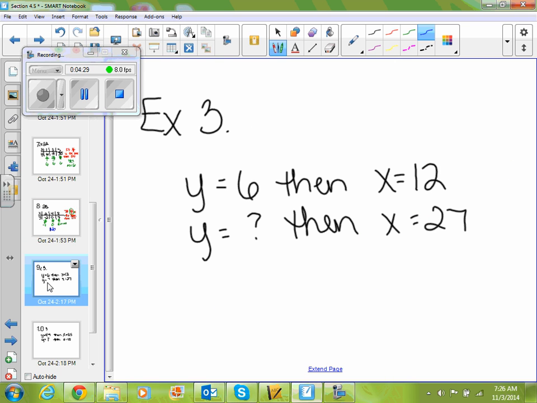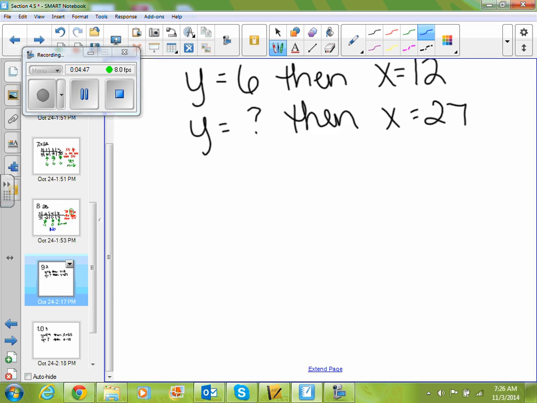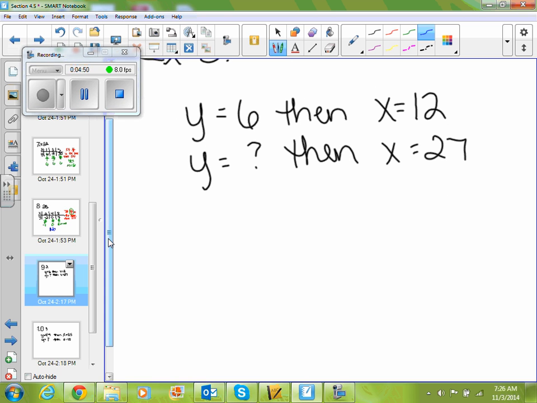Alright, the last thing that we're going to look at is we're going to generate some values using the fact that we know that it's a direct variation. So we know that example 3 is a direct variation where when y is 6, x is 12, and then we want to figure out what y needs to be to make x 27. So we're going to use a proportion to figure this out. So I know that when y is 6, x is 12. And then I also know that we don't know what y is, but we know that when y is that value, x is 27.